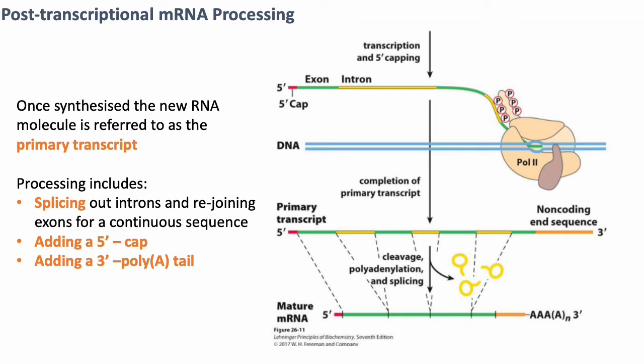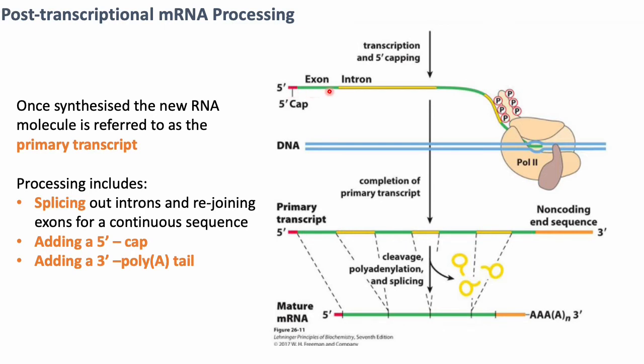So there is also post-transcriptional messenger RNA processing. Once we've synthesized the RNA molecule, this is known as our primary transcript. But in fact, the job's not finished, and so we need to process the messenger RNA, and there is further processing that occurs at this step. The processing includes something called splicing. This is the splicing out of introns, and then the rejoining of exons for a continuous sequence. So here we have the 5' cap.